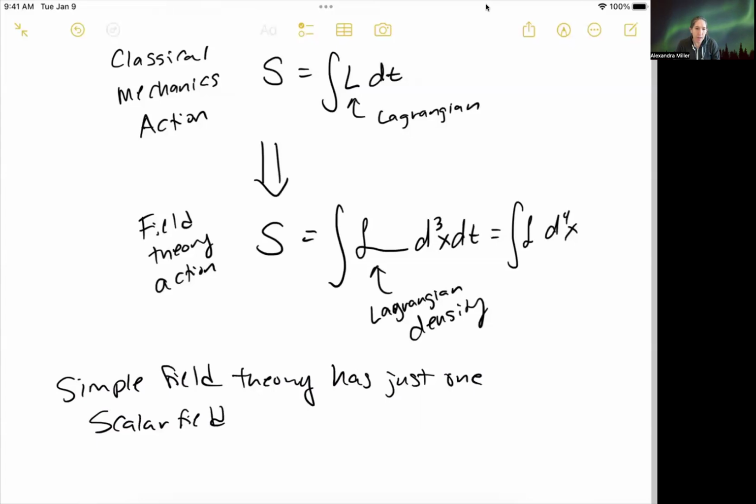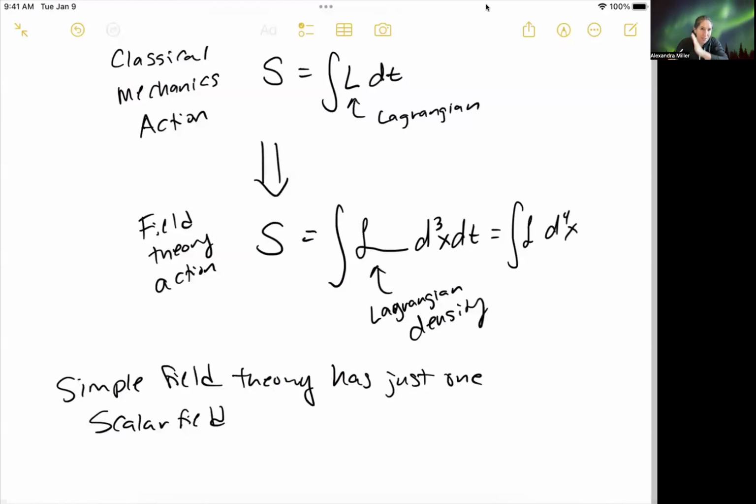But before I define what I mean when I say scalar fields, just to give you a little bit of what's ahead. In particle physics, what's going to happen is for each of our different types of particles, there is going to be a field associated with it. So you can think of there being a field associated with the electron, a field associated with each quark, right? And these particles we think of as being excitations of these fields.